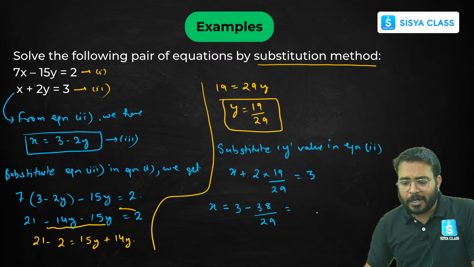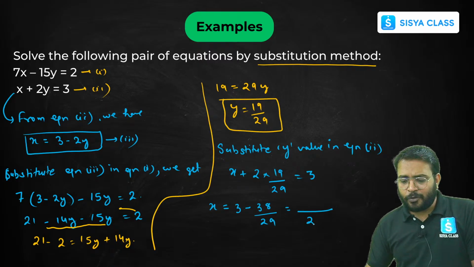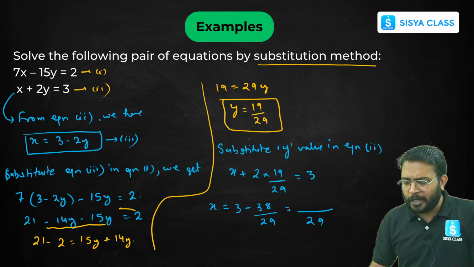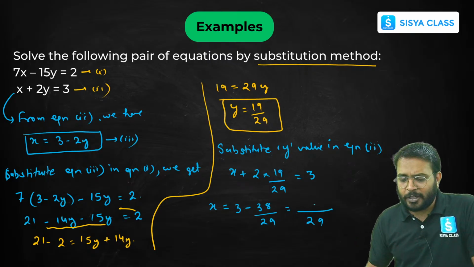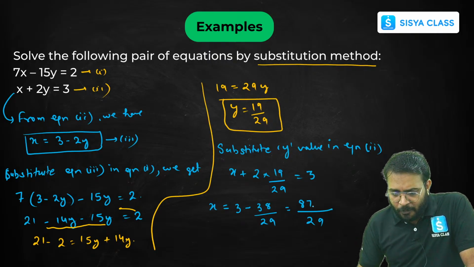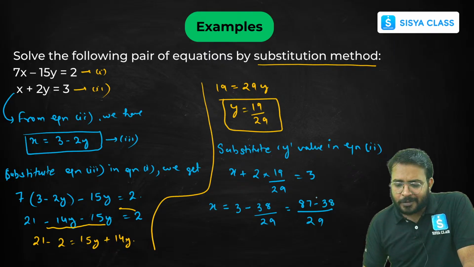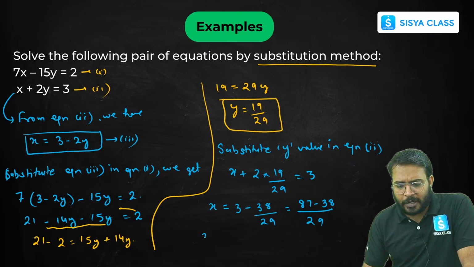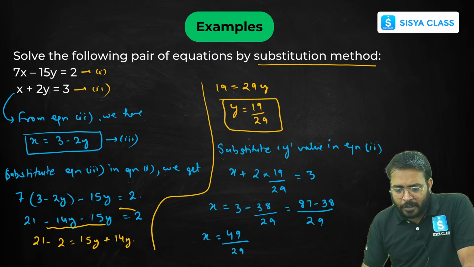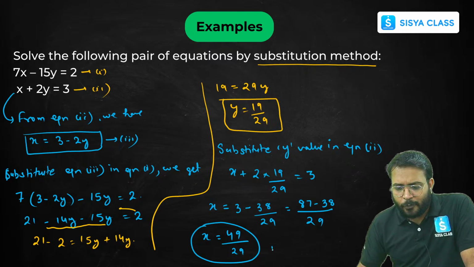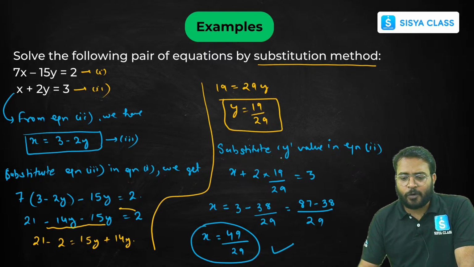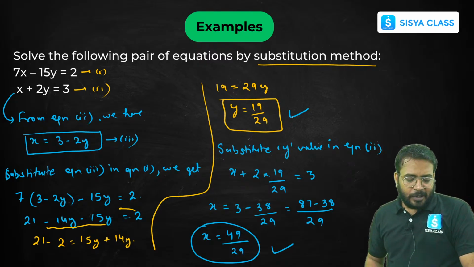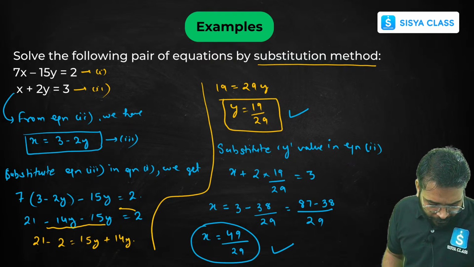If you solve here, beta, we can take 29 as the LCM, and 29 into 3 is going to be 87, minus 38, and 87 minus 38 is 49. So you can subtract and see it is going to be 49 by 29. So what is the value of x? The value of x is what, beta? 49 by 29, and the value of y is 19 by 29.